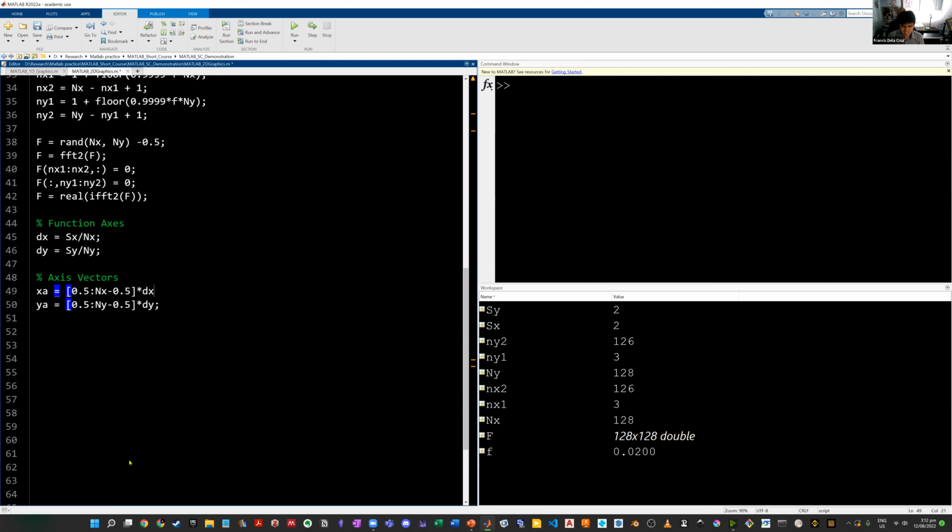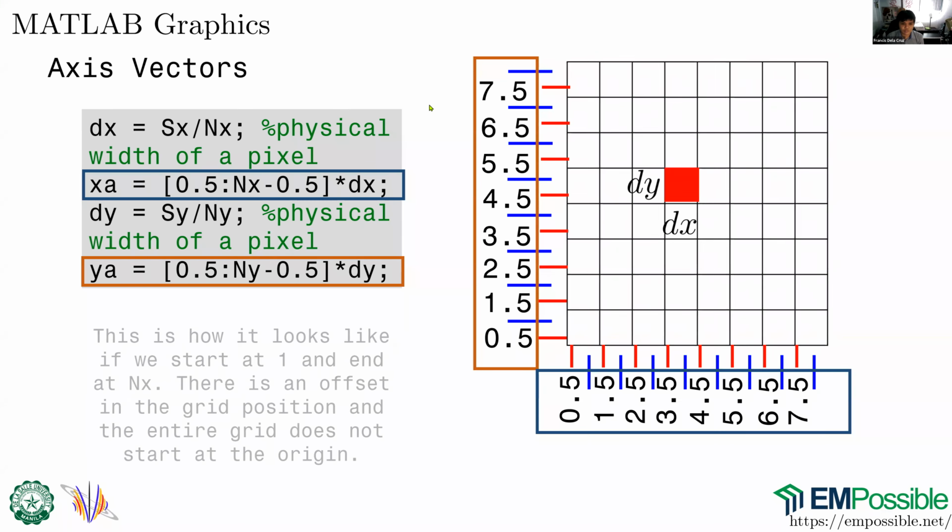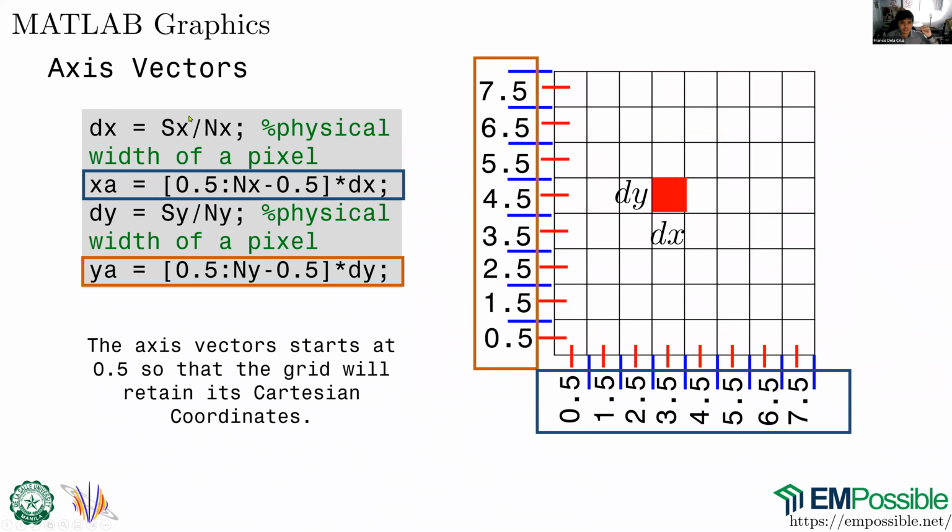You might ask, what's the meaning of that? Let's go back to our presentation. The axis vector is really important. Take note that the physical width of the pixel can be calculated using sx over nx and sy over ny. But what are xa and ya? Look at this grid.